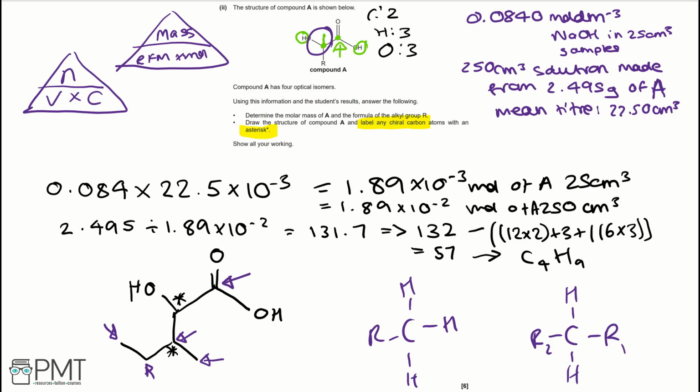To get the 6 marks in this question, you need to work out the number of moles in 25 centimeters cubed, and convert it to 250 centimeters cubed. You get your 3rd mark for working out the RFM or molar mass of A. You get your 4th mark for working out that it's 57, the molar mass of the R group. Working out that this is C4H9 gets you your 5th mark. Then drawing out compound A and labelling your chiral carbon atoms correctly gets you your 6th mark.